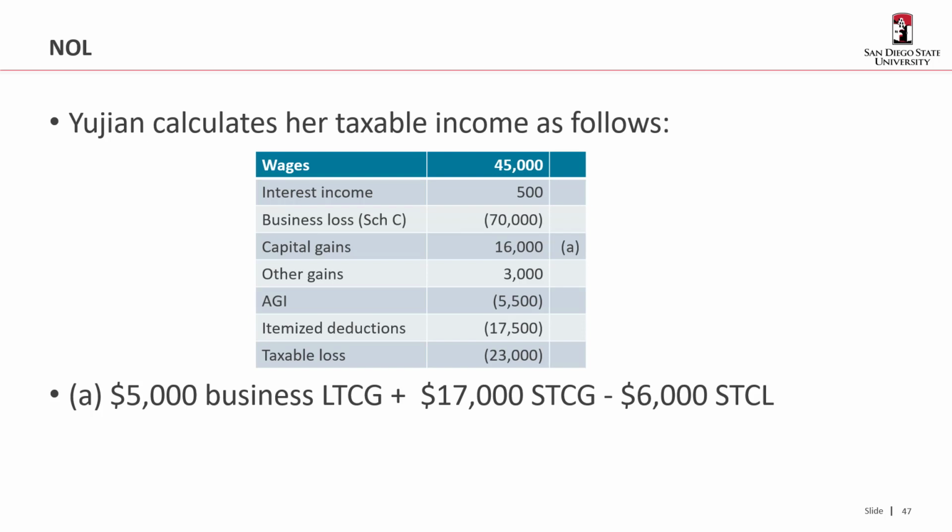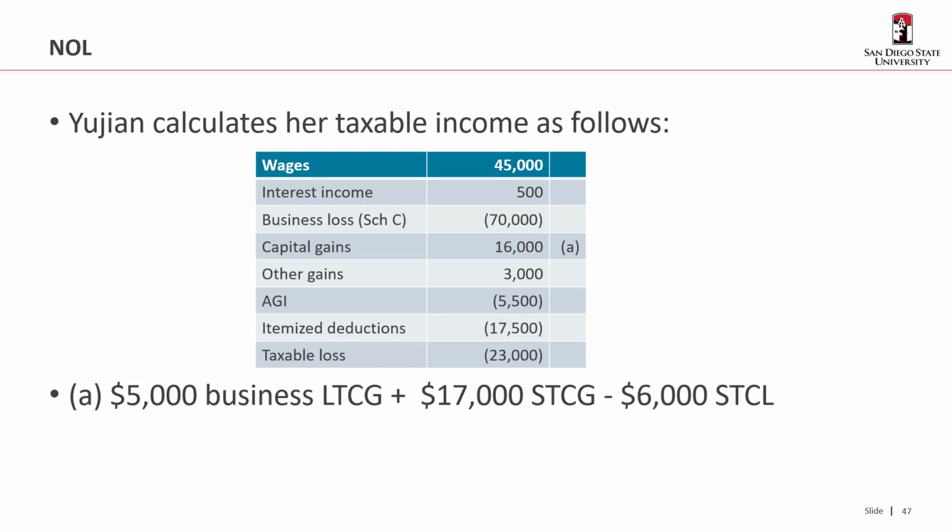Then we would include her capital gains. So that's her net capital gains, both business and non-business. That totals to $16,000. We add the $3,000 of other gains and we get her AGI. Then we take her 4 AGI deductions, which are her itemized deductions. We end up with a taxable loss of $23,000.